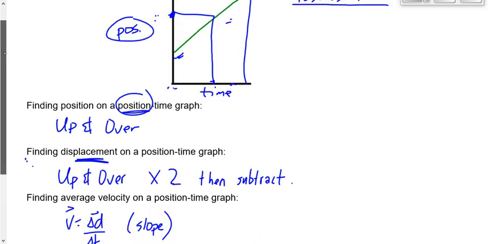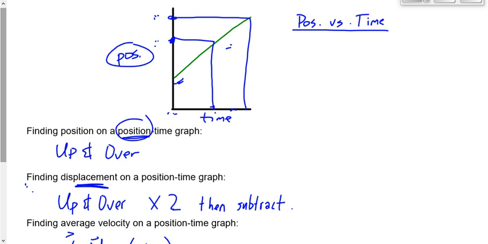Let's think about that. Let's say that the average velocity on this graph was 5 meters per second. If the average was 5 meters per second, and we know that a straight line represents constant velocity, then the velocity everywhere at every instant in time must be the same. So it must be 5 meters per second. The instantaneous must be the same as the average. Does that make sense? Okay.